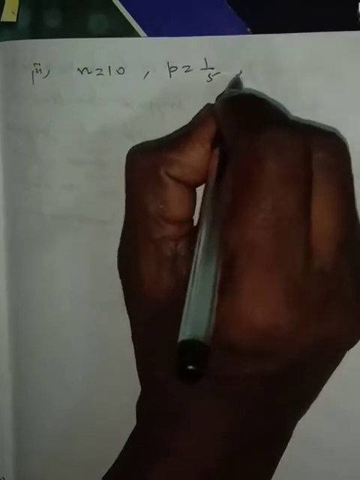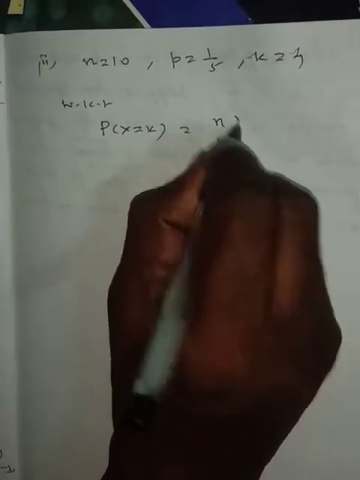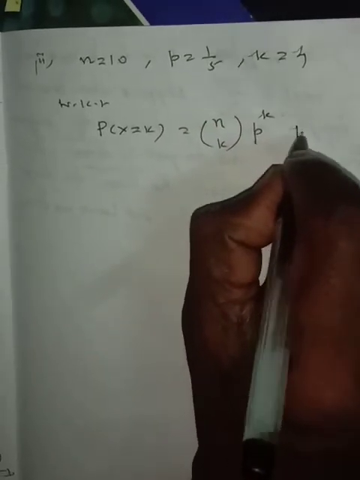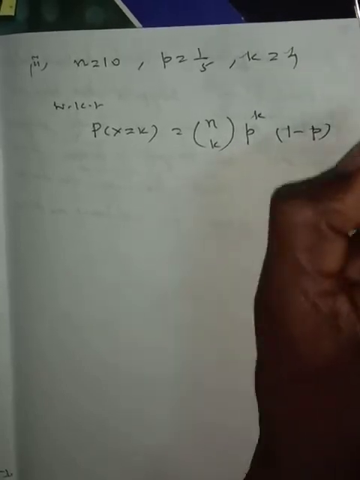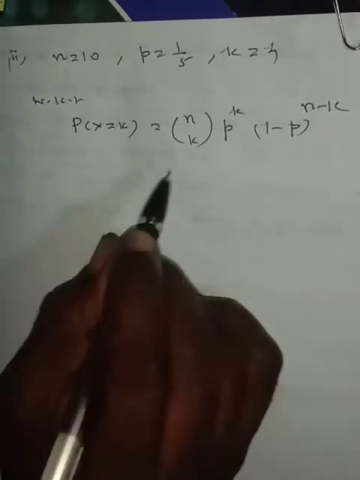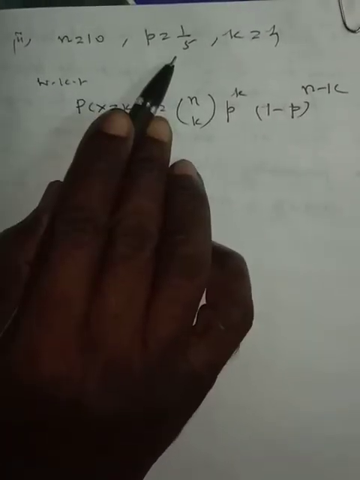Next, n is equal to 10, p is equal to 1 by 5, then k is equal to 4. We know that P of x equal to k is n c k p to the power of k, q to the power of n minus k. Q means 1 minus p whole to the power of n minus k. In this case, n is 10, p is 1 by 5, k is 4.